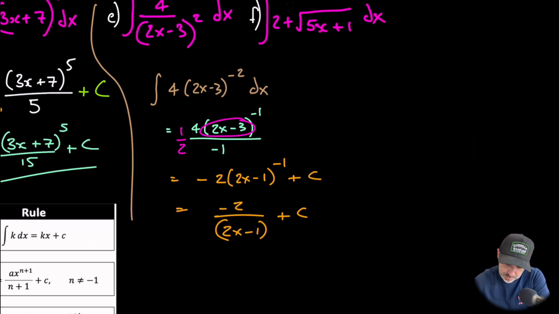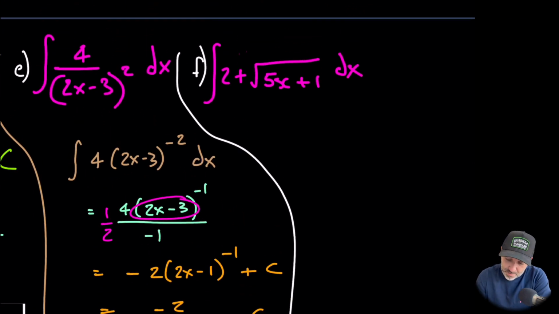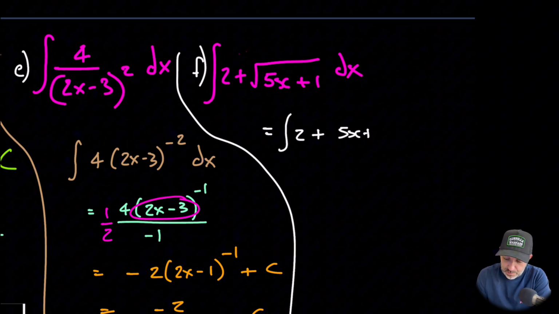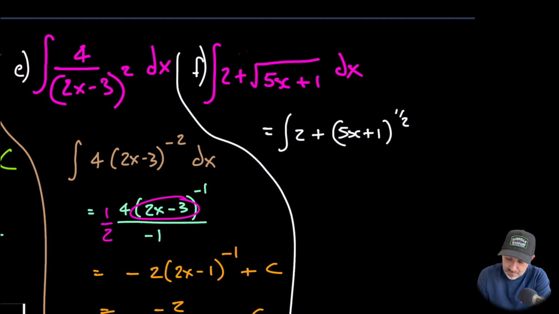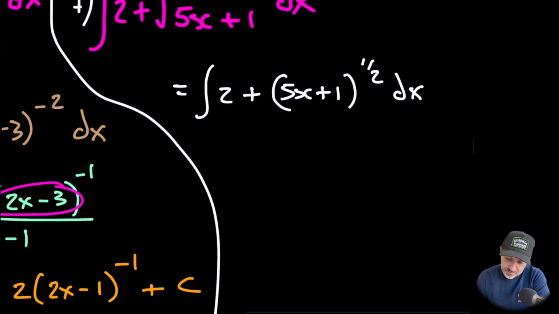Final question. Sorry, we'll just squeeze it in here at the end here. Right, so first of all, remember anything to the power of a half is the square root. So therefore, we're going to go the opposite way. We're going to change the square root into 5x plus 1 to the power of a half dx. So we're integrating with respect to x here. Now we're going to add 1 to the power, divide by the new power.